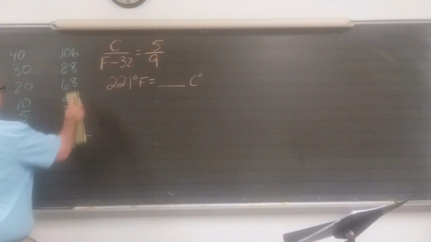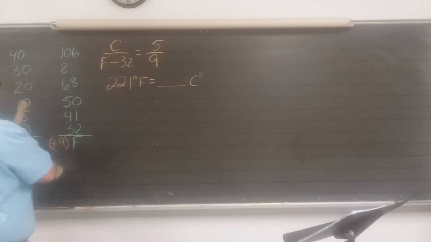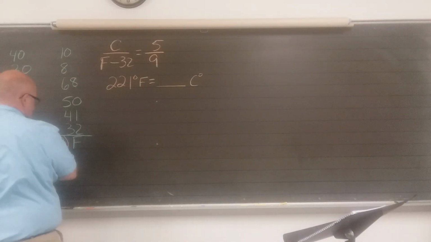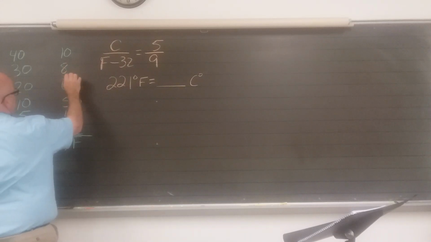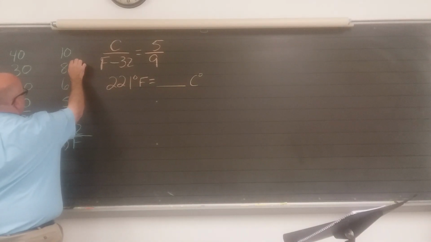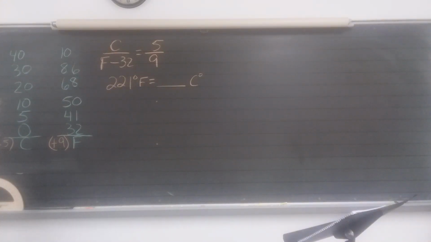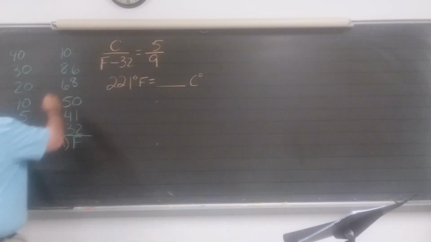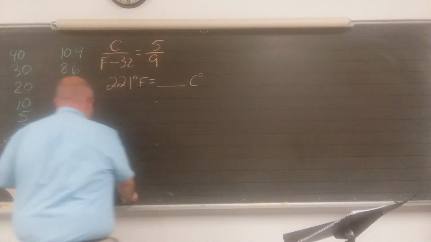This one's not right. So if I went up 10 more to 30, then that means I need to go up 18 here, that would be 86. Go up 10 more to 30, go up 18 more is 86, 10 more to 40, 18 more would be 104.